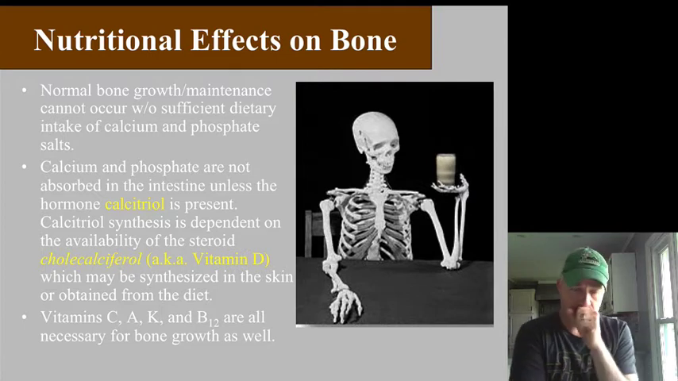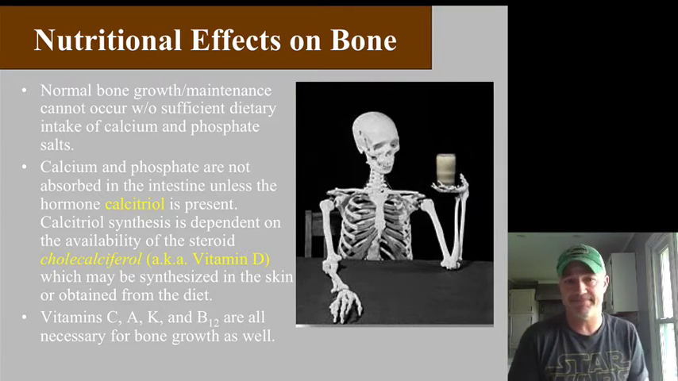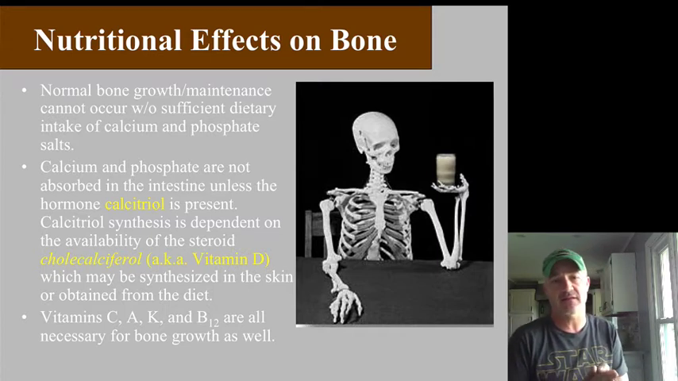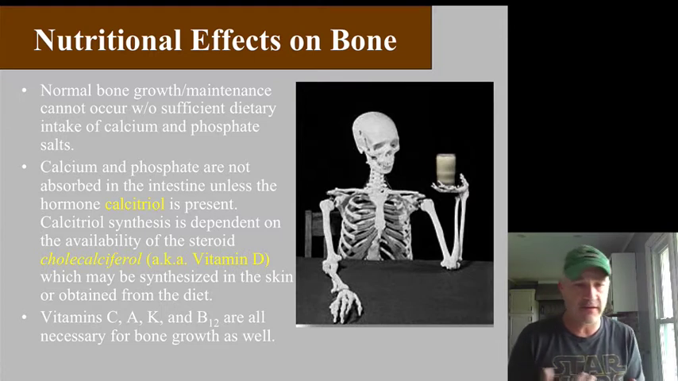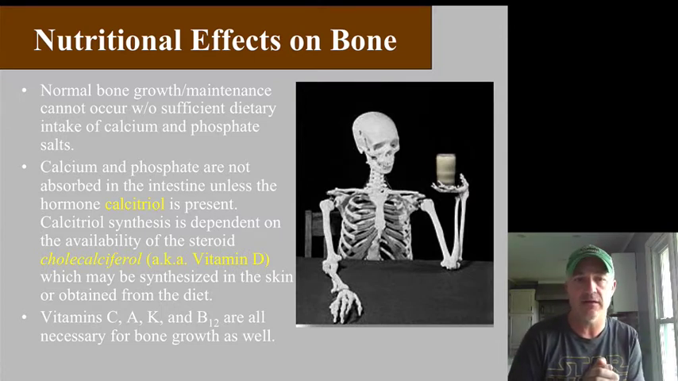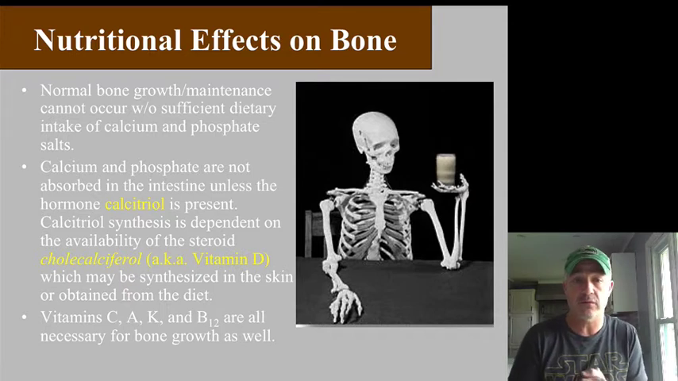Again, we need a number of nutrients, things like calcium, things like different phosphates. We need these in our diet. We need things like vitamin C and A and K and some of these other vitamins as well. But one of the things that's interesting is calcium and phosphate especially, you need the hormone calcitriol to be present.